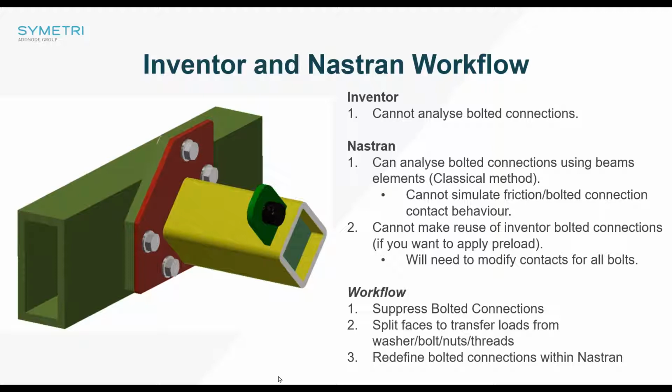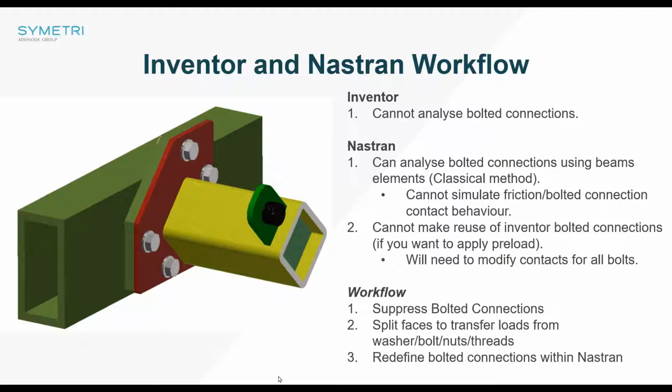But in Nastran, we can actually create bolted connections without using the Inventor fasteners. And that is primarily using the classical method, which is used in many of the FEA softwares, namely ANSYS and Abaqus. One thing to note is that when we are analyzing bolts in Inventor Nastran, we don't simulate friction between bolts and the geometry. It's basically using beam elements and truss elements, and I'll go to that and you can see it.